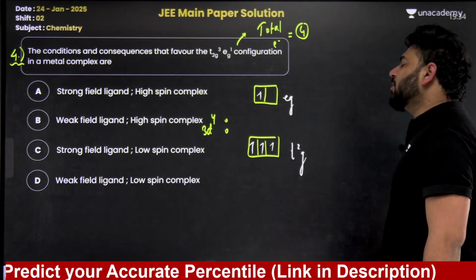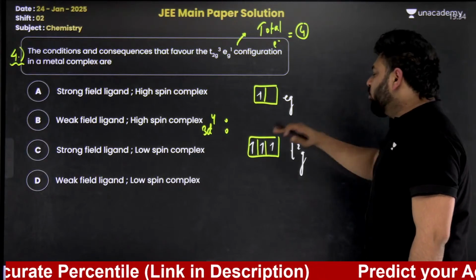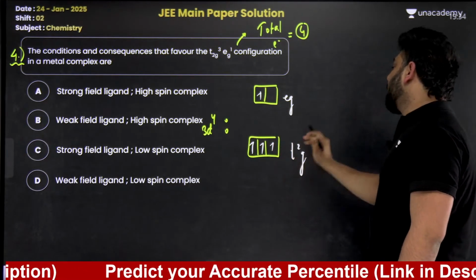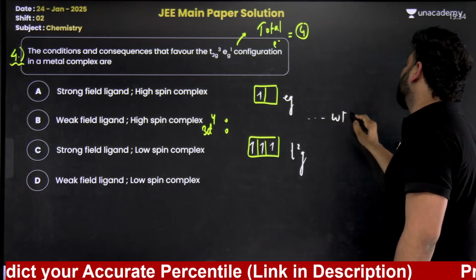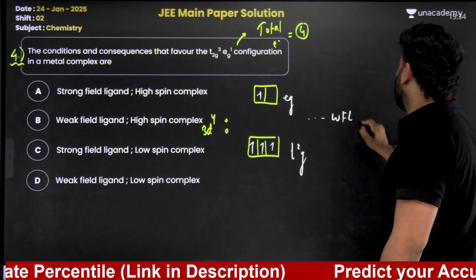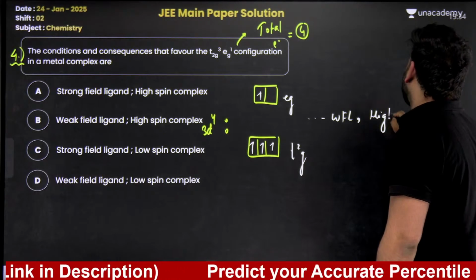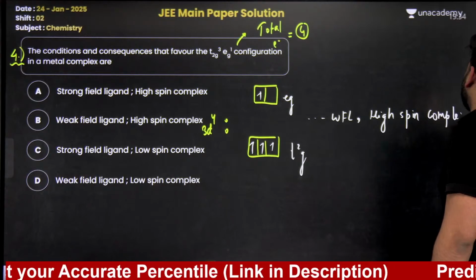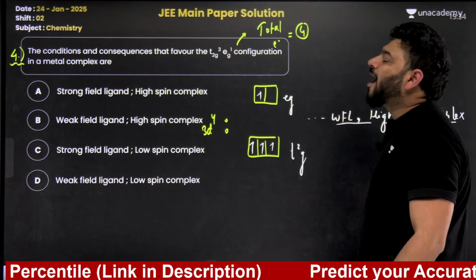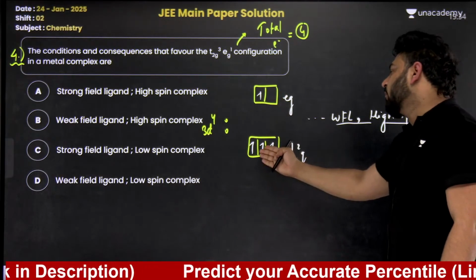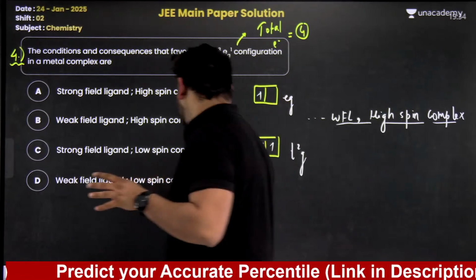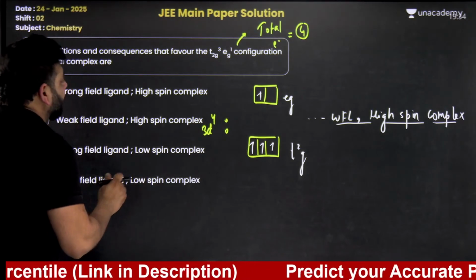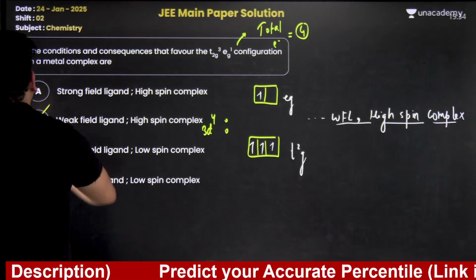So a question can come to our mind: why would one electron go in the eg orbital rather than getting paired over here? Because we are using a weak field ligand, and that weak field ligand will make it a high spin complex, because as we all know, more unpaired electrons are there. It's a high spin complex along with a weak field ligand. If it would have been a strong field ligand, this would have paired up over here, and two unpaired electrons would have been seen. So the correct answer should be what? Very easy question, right? Weak field ligand with high spin. So weak field, high spin, B is the correct answer.